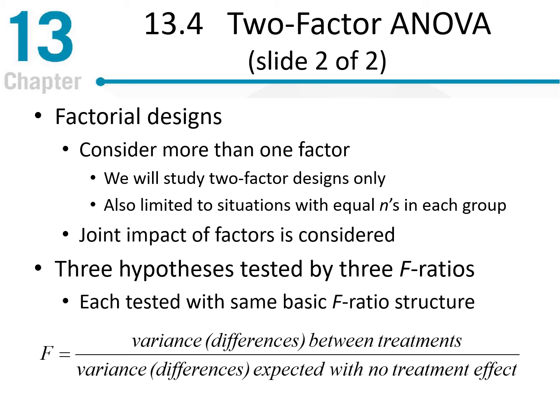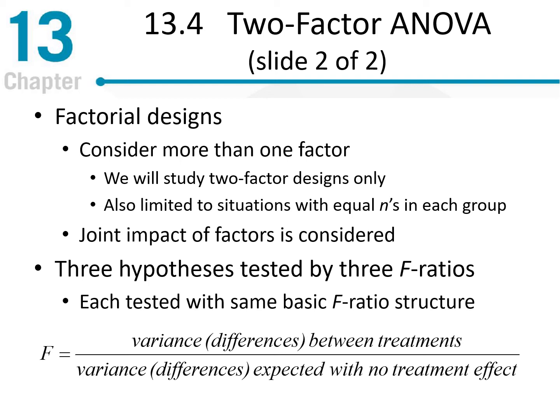So each of these F ratios is done the same way that we did the other one. It's going to be the treatment variance on the top, and the bottom is going to be basically random chance. So if the null is true, this is the variation we'd expect by chance alone. That's going to be the denominator.